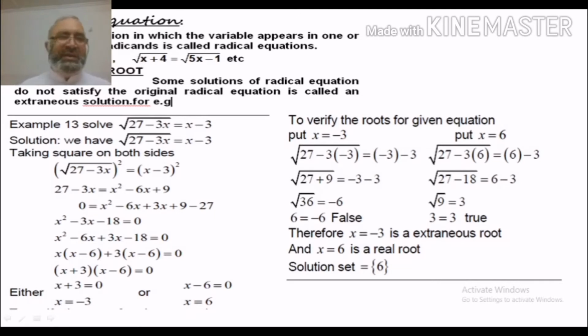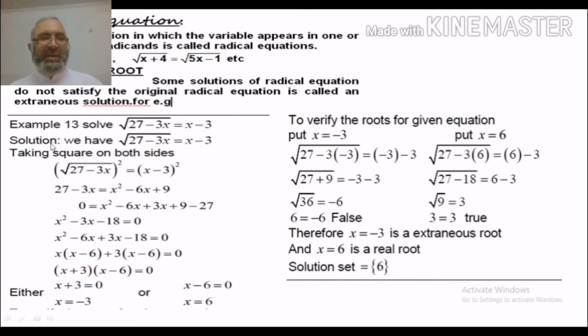So for a radical equation, if we solve the equation, at the end we get two values of the variable or solution set. So we will verify these two values of x, whether they satisfy the given equation or not. If it satisfies the given equation, that is the solution set. If it does not satisfy the given equation, that is called an extraneous root. What is an extraneous root? Some solutions of a radical equation that do not satisfy the original radical equation are called extraneous solutions.